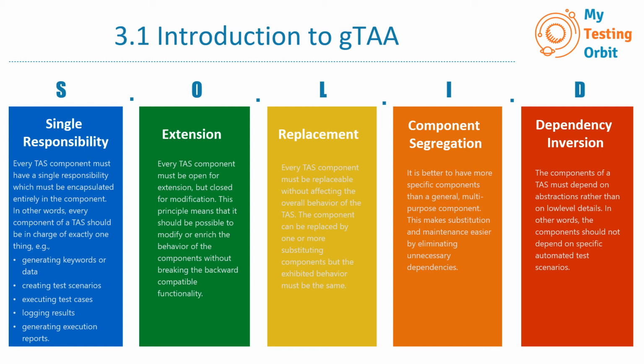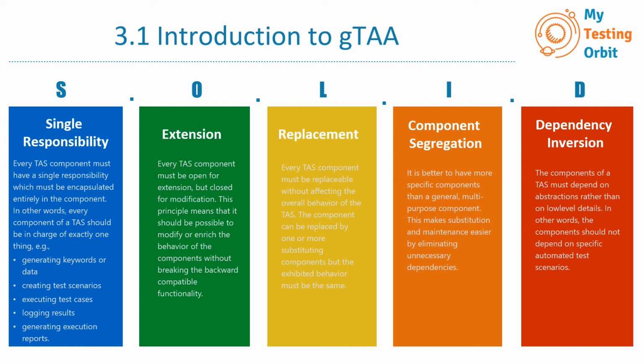Okay. Then the third one is referred to as L. L is for Liskov substitution principle, also known as replacement. It says that every test automation component must be replaceable without affecting the overall behavior of the test automation solution. The component can be replaced by one or more substituting components, but the exhibited behavior must be the same.